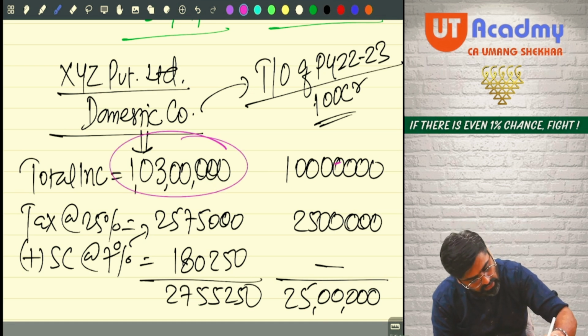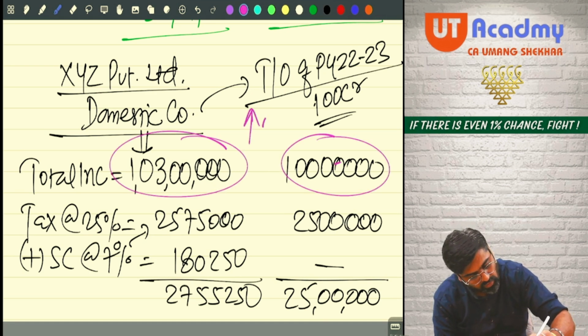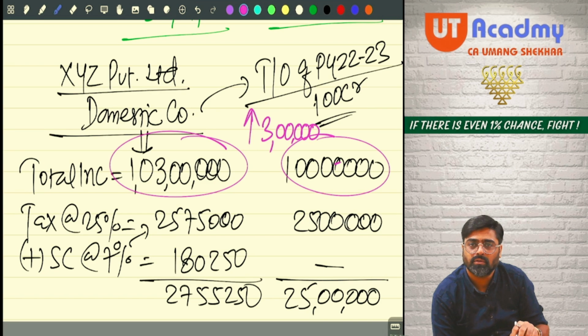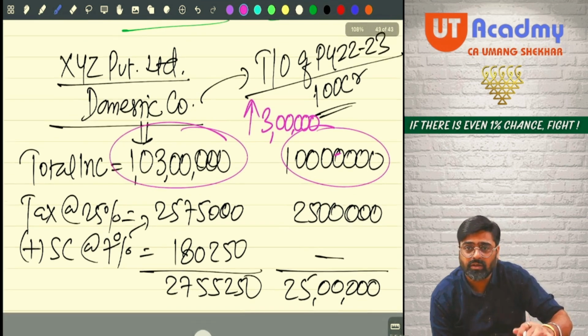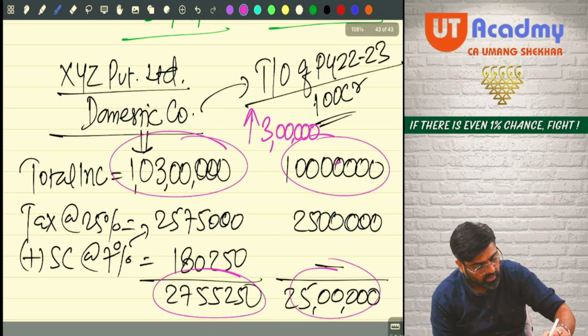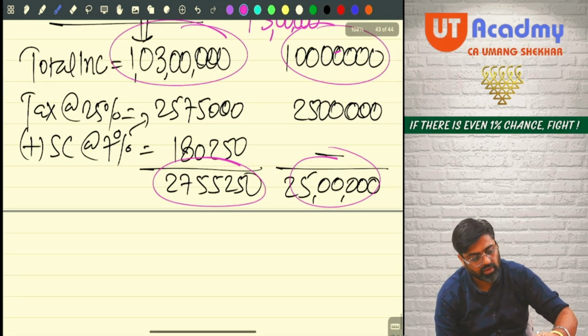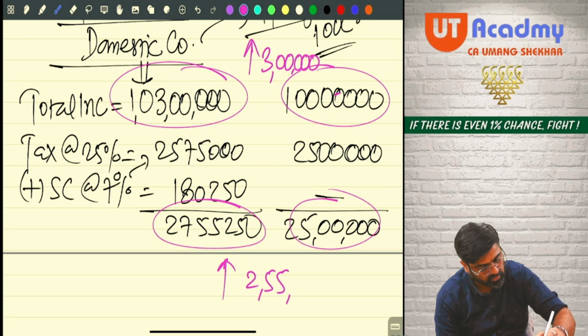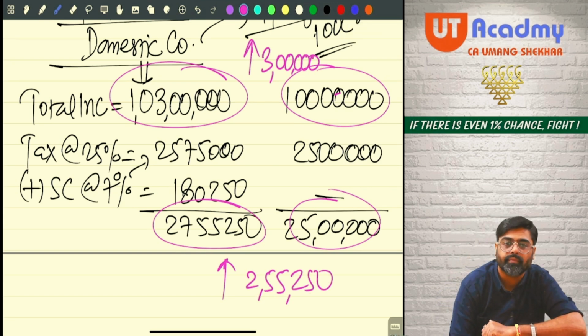Now, please check. Increase in total income is how much? Increase in total income is by 3 lakh rupees. And as a result of that, surcharge is charged. And as a result of that, what is the increase in tax? Come on, tell me. Increase in tax is 2,55,250. Everyone.